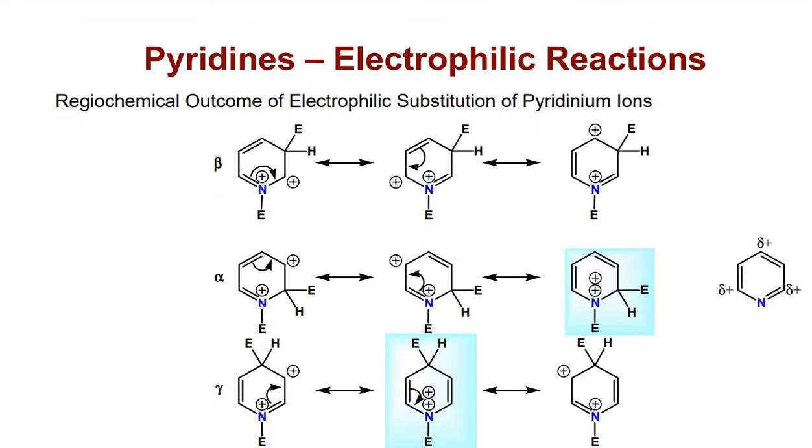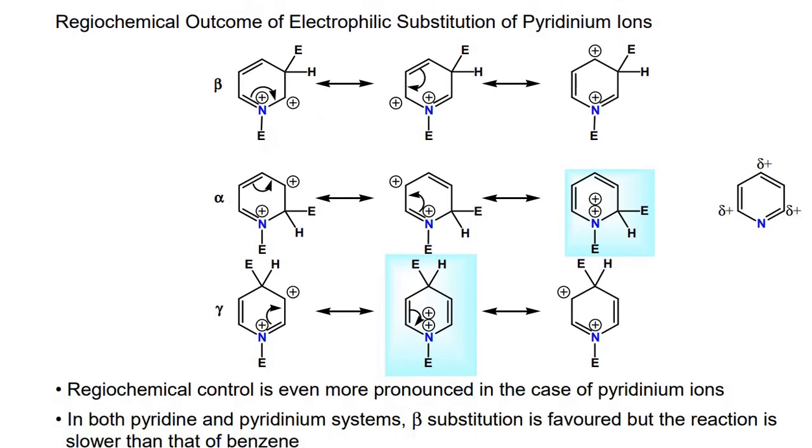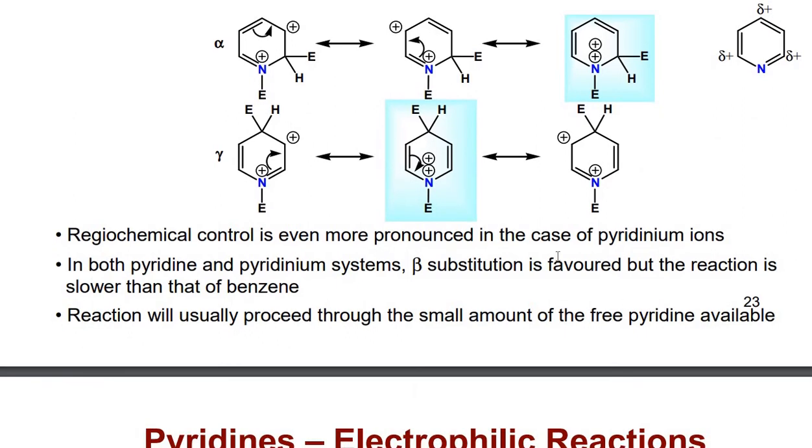Now pyridine electrophilic reactions. Regiochemical outcome of electrophilic substitution of pyridinium ions. Look at here alpha, beta and gamma. Look at all structures, then you will find that positions 2, 6 and 4 have the positive charge. The regiochemical control is even more pronounced in the case of pyridinium ions.